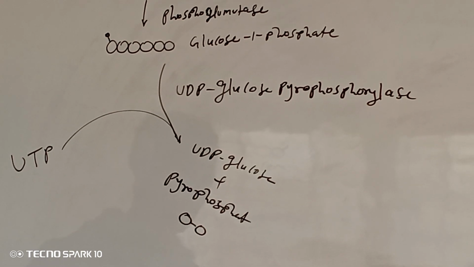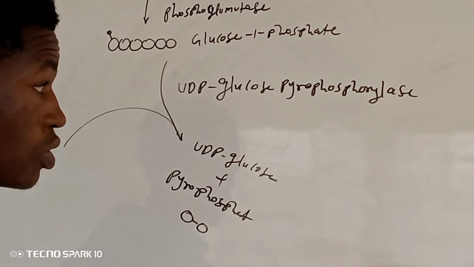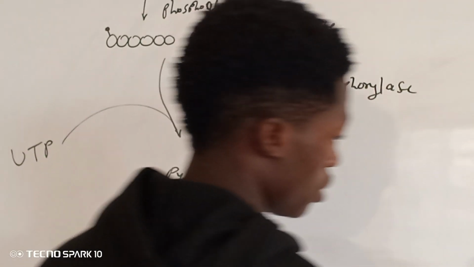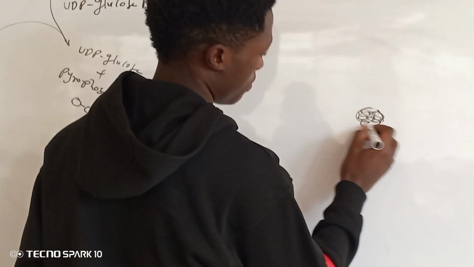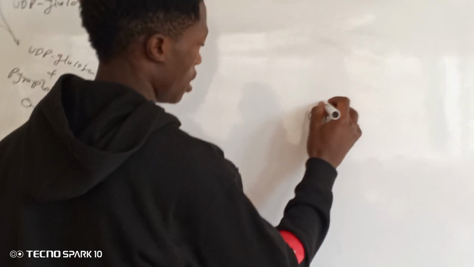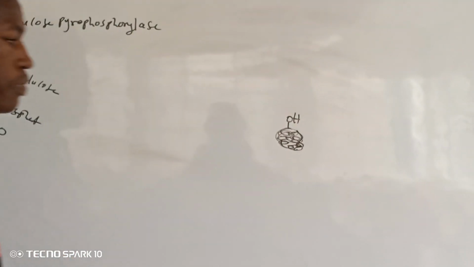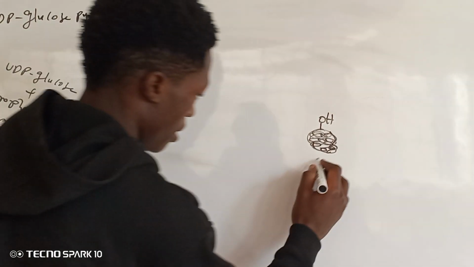Now guys, let's see. Inside the circulation, there's also a protein molecule. This molecule is going to be called glycogenin. It has a hydroxyl group. This is called glycogenin.